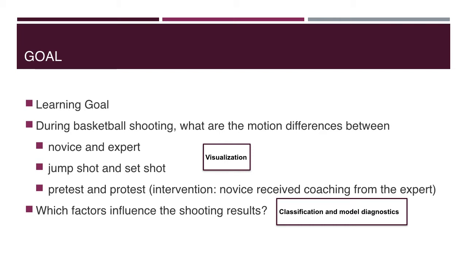Firstly, we want to know how to improve our basketball skill. So we are doing this experiment on basketball shooting. We want to know what the motion differences are between a novice and an expert, for jump shots and set shots, and we use one new player to do a pre-test and a post-test. Secondly, we want to know which factors influence the shooting result.